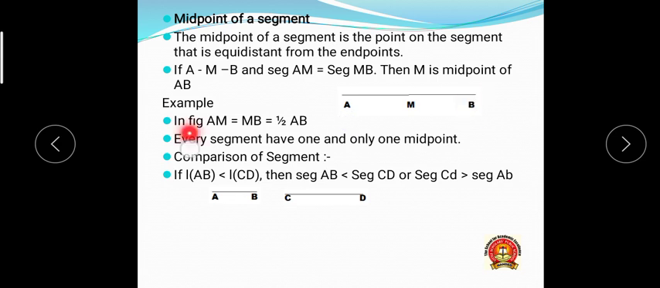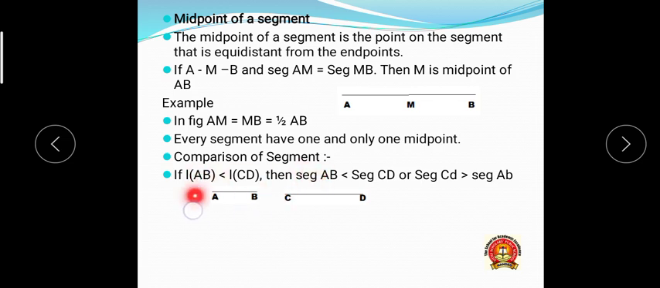It means that in the example, listen here, A and B, M is in between A and B in such a way that segment AM is equal to segment MB. Then M is the midpoint of AB. So in the figure, AM is equal to MB, which is equal to half of AB. Always remember that every segment has only one midpoint.